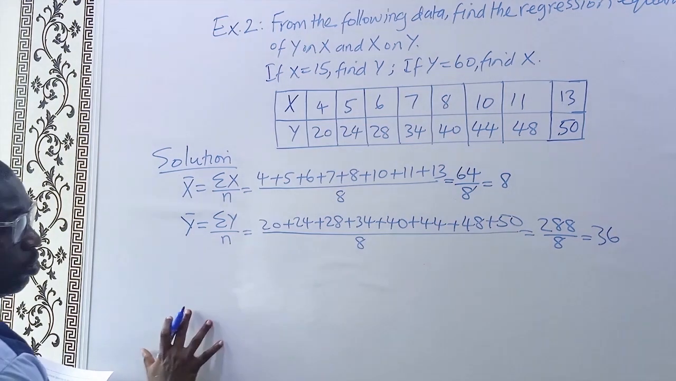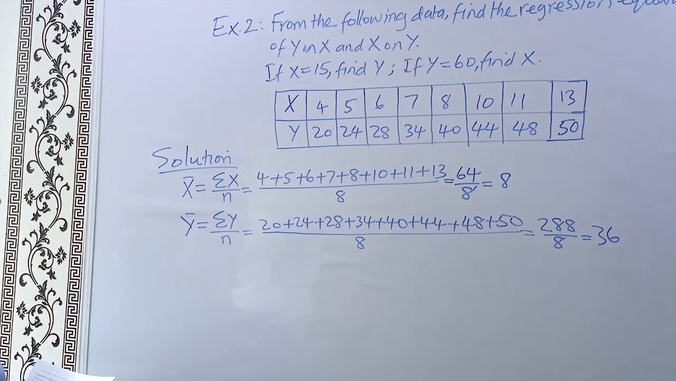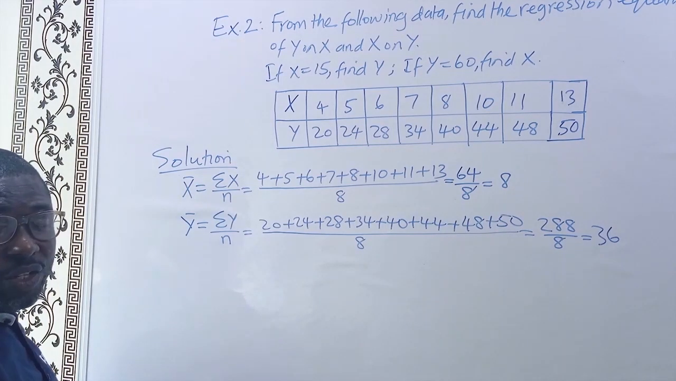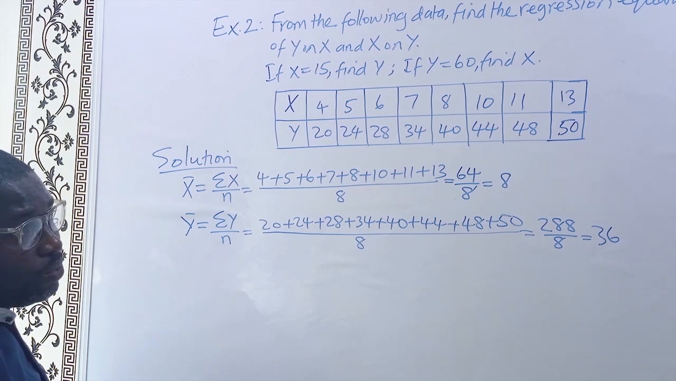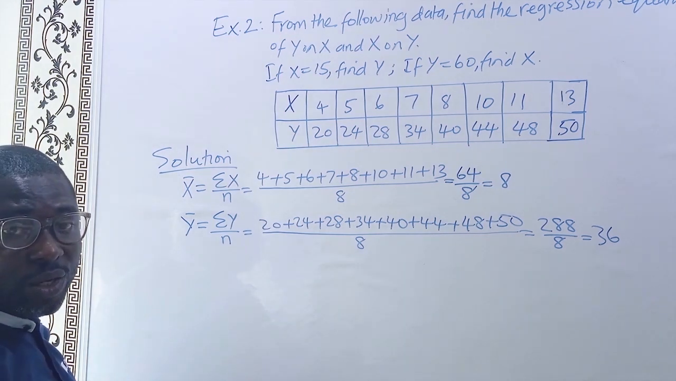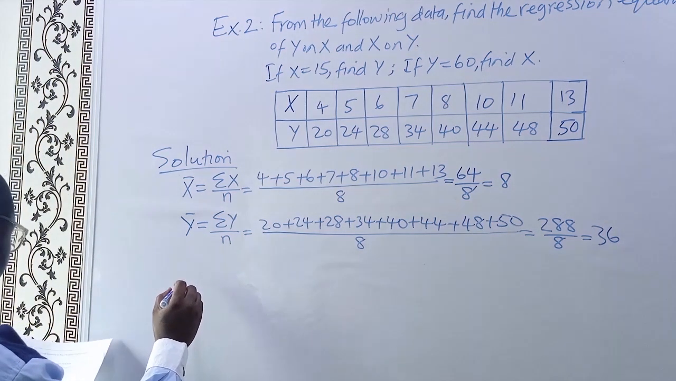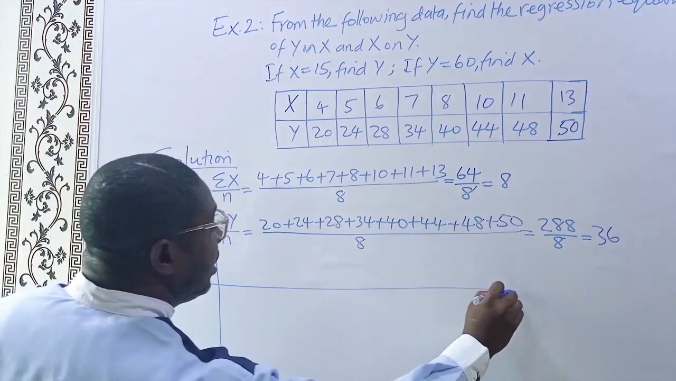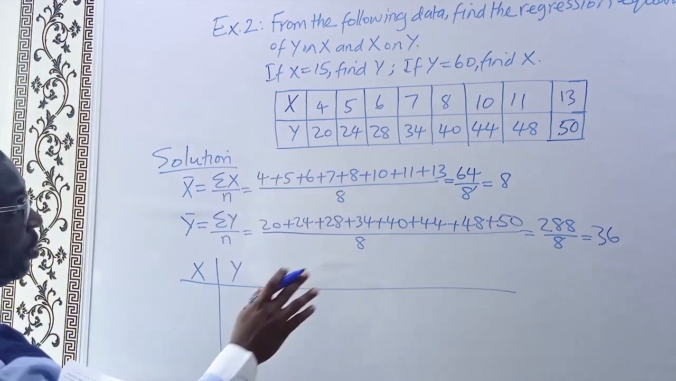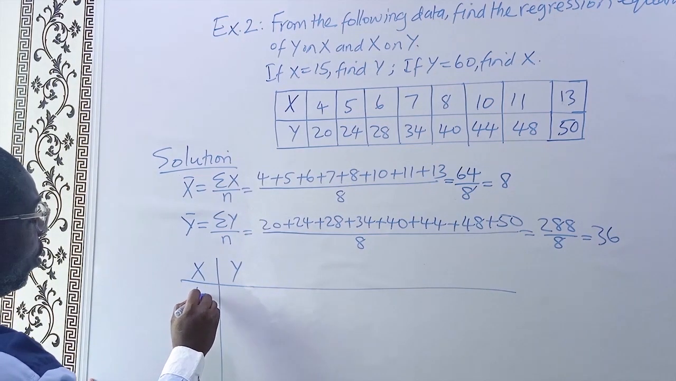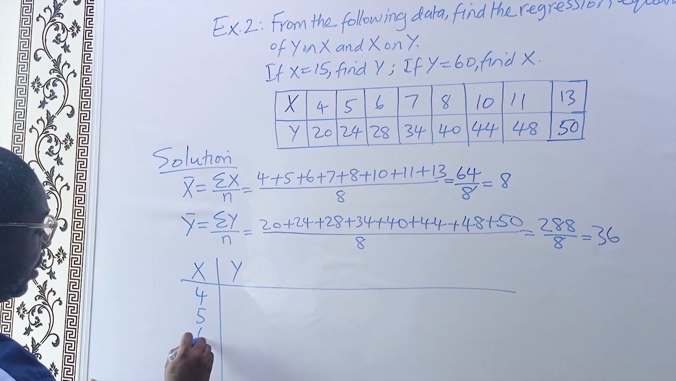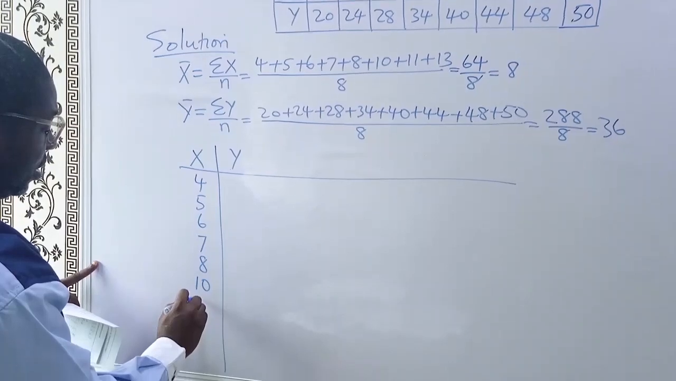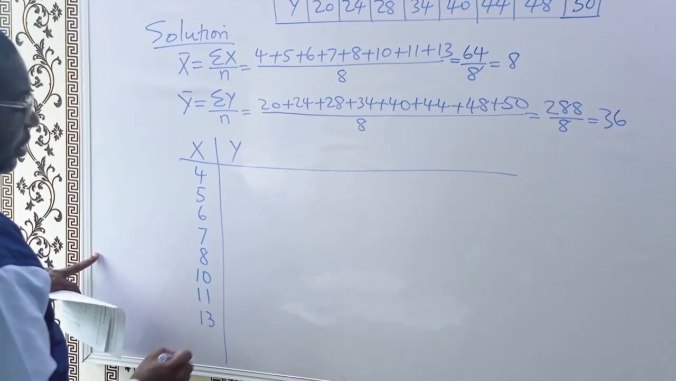The next thing we do, we need to draw up our table so that we can find the value of the deviations, and from those deviations we'll get the small values of x and y, and we can use them to solve and determine our regression equation. So let's have X value here. We'll extend this, and then we have Y. So let's repeat all that we've done before. So we have 4 and 5, 6, 7, 8, 10, 11, and then 13.